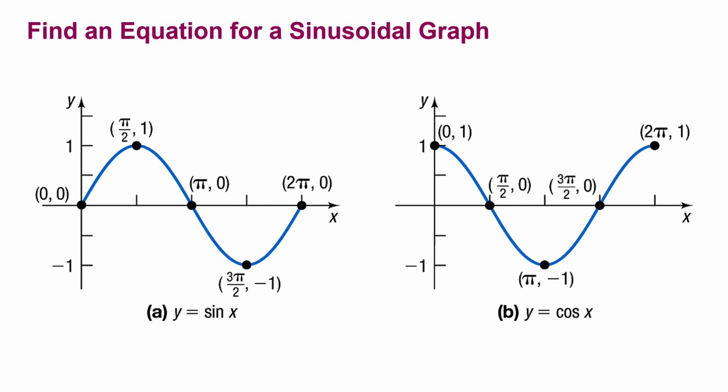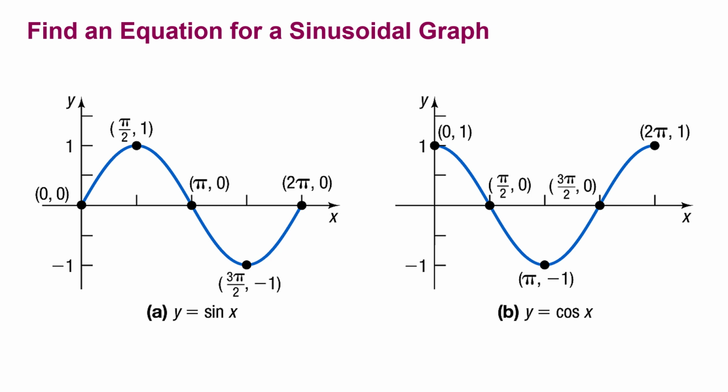Figure A shows the graph of y equals sine x for one cycle beginning at x equals 0 and ending at x equals 2 pi. Note that the graph passes through the origin. It also passes through the key points (pi over 2, 1), (pi, 0), (3 pi over 2, negative 1), and (2 pi, 0).